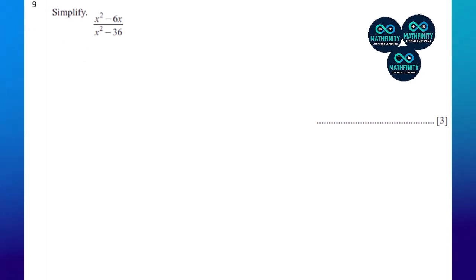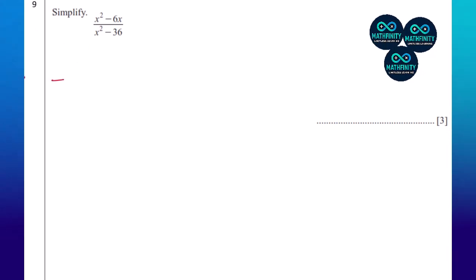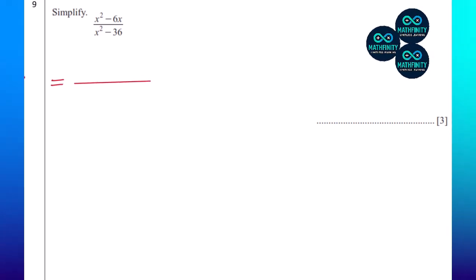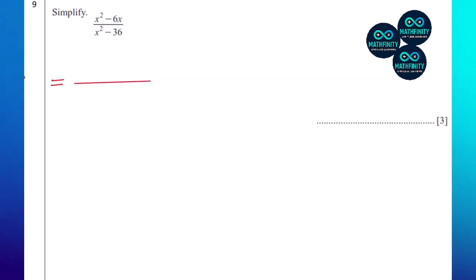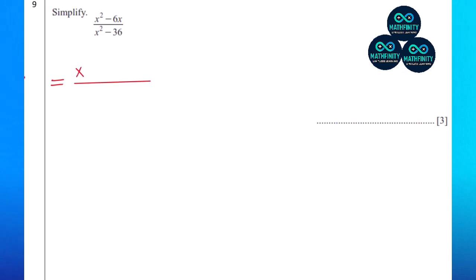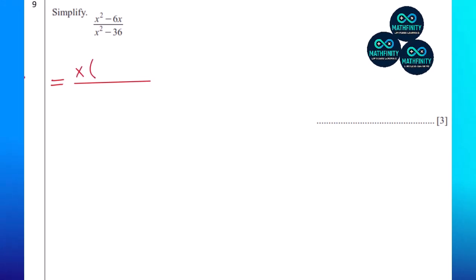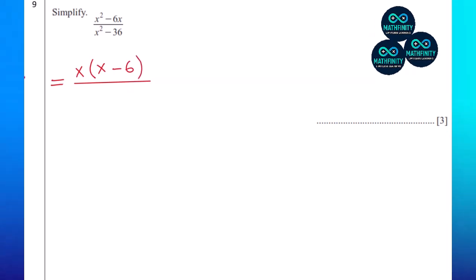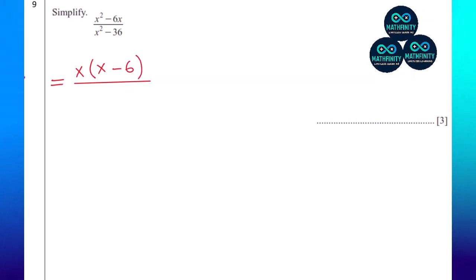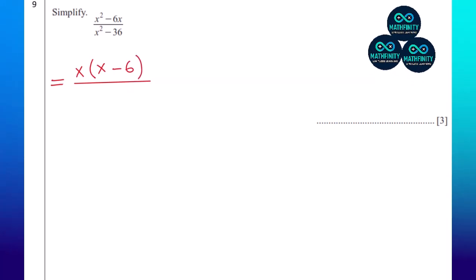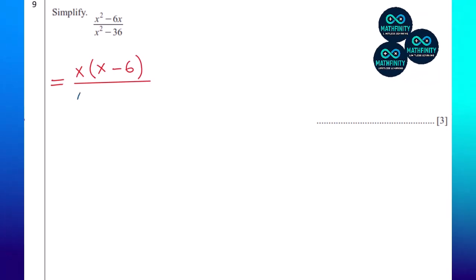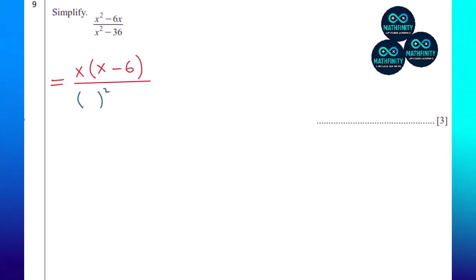First, we have to deal with the numerator. How many terms are there? Two terms. And what is common in the numerator? x is common. We can take out x common. What is left? x minus 6. In the denominator, we observe that there is no common number and no common variable. Then we will try to complete the squares.